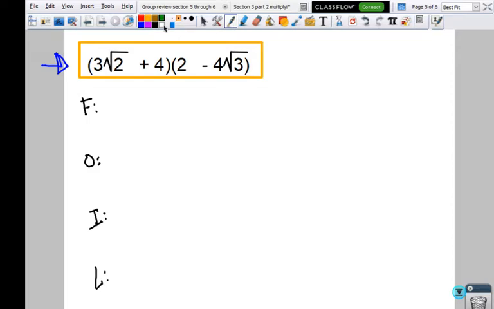Don't we just multiply them? So multiply the outside, so 3 times negative 4.